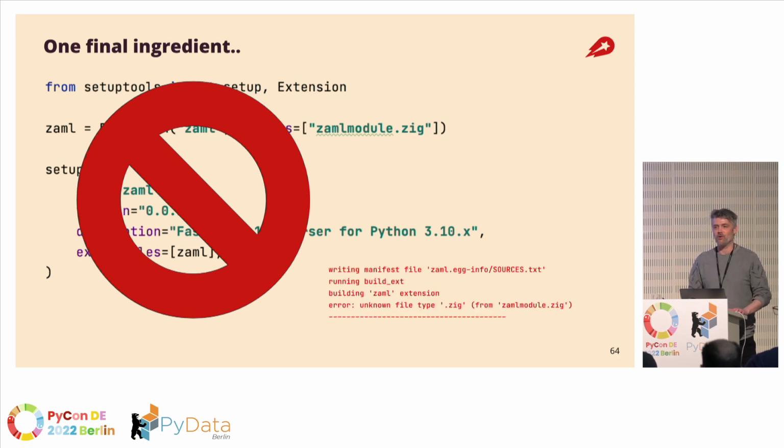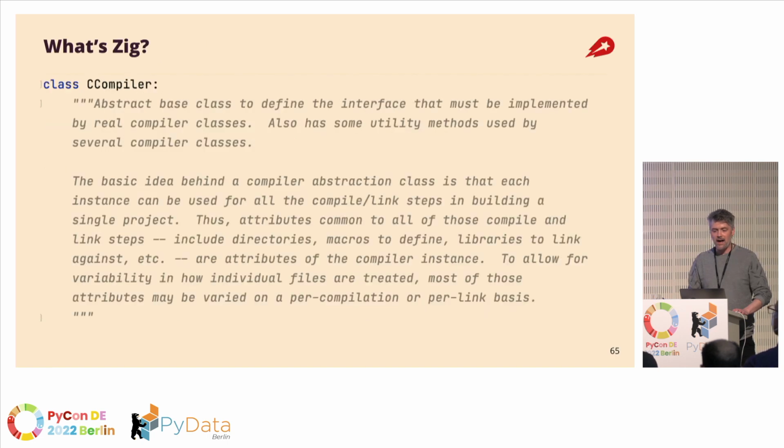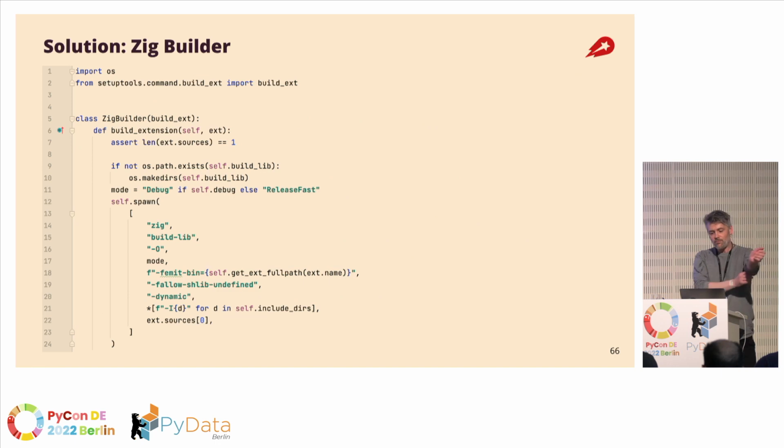Python has no idea what Zig files are. Error: unknown file type .zig. In fact, the idea that you would be compiling with something C-like is fairly deeply embedded into the assumptions of setuptools. When you get to the heart of setuptools, there is this class here, the C compiler, which I initially thought maybe it would be a good idea to subclass. But as I said, the assumptions are pretty coupled to C, but we can subclass at a slightly higher level, which is what I've done here.